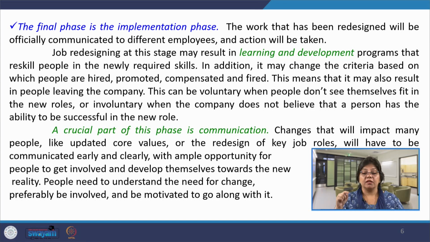Now, this stage requires learning and development programs, because when new jobs are created or some jobs have disappeared, then people, that is employees, will fall into different kinds of jobs where they need to enhance their skills or even learn new skills. That requires a lot of learning and development, and engagement in these kinds of programs, which are now being offered by organizations themselves. So, this includes rigorous training. These programs reskill people in the newly required skills, and it may change the criteria based on which people are hired, promoted, compensated and fired.